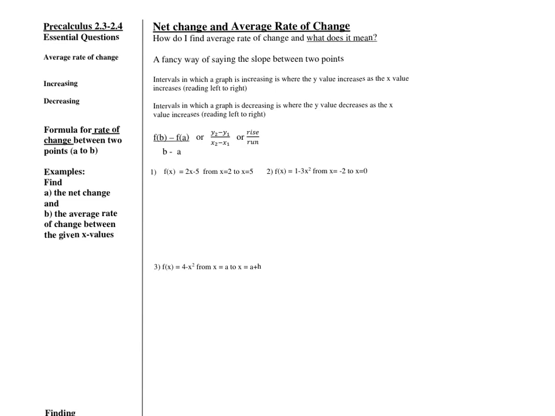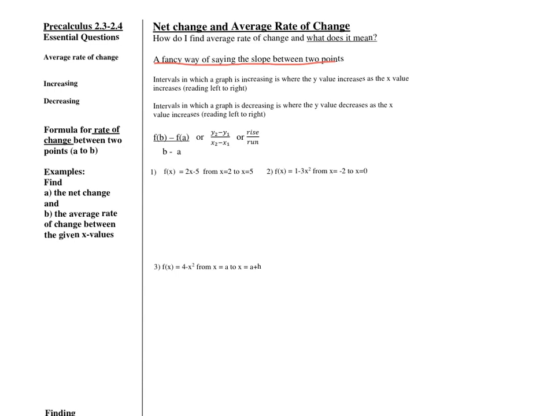All right, so our lesson for today is on net change and average rate of change. Our key topic is the average rate of change, and then the net change is kind of related to that. So the big idea of the average rate of change is that it's just a fancy way of saying the slope between 2 points. So average rate of change is just slope, okay?